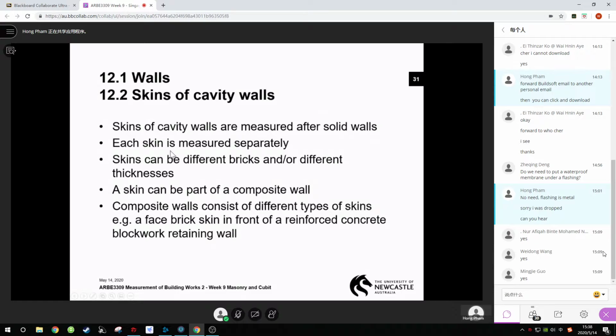Sometimes the outer skin is face and the inner skin is common, because the inner skin might get rendered or it might get stick to brick plasterboard. But you've got to measure the two areas separately.